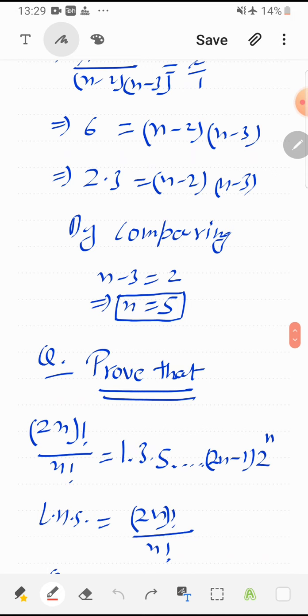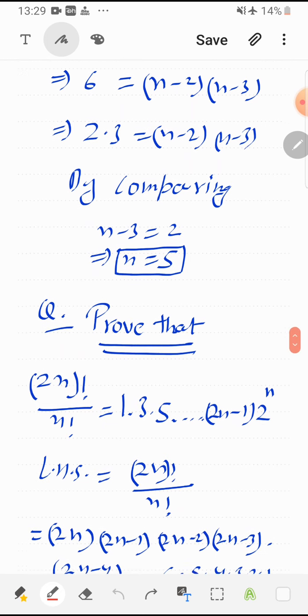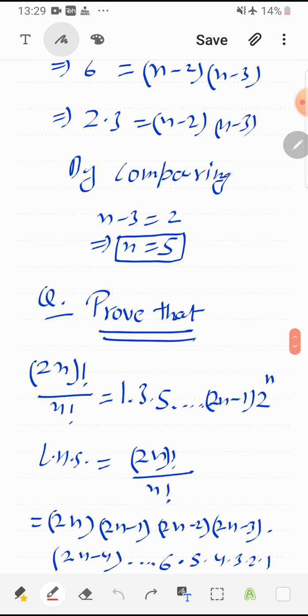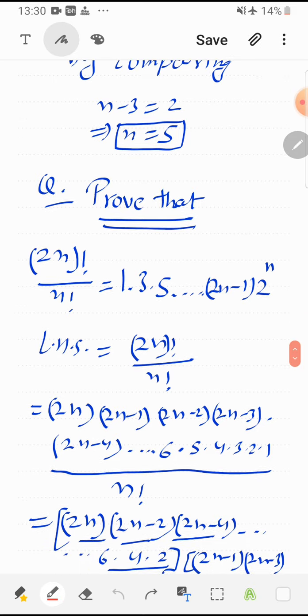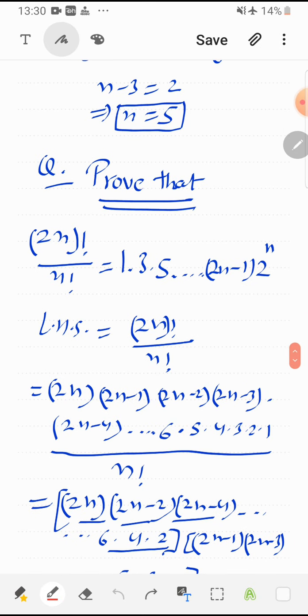Next is prove that (2n)!/n! is equal to 1 into 3 into 5 up to so on (2n-1) into 2 raised to the power n. So the left hand side is (2n)!/n!. Now one thing, please don't try to cancel this n, because we can't cancel such a factor in a factorial. So we will expand (2n)!. (2n)! will contain 2n factors: 2n, 2n-1, 2n-2, 2n-3, 2n-4 up to so on 6, 5, 4, 3, 2, 1 upon n!.